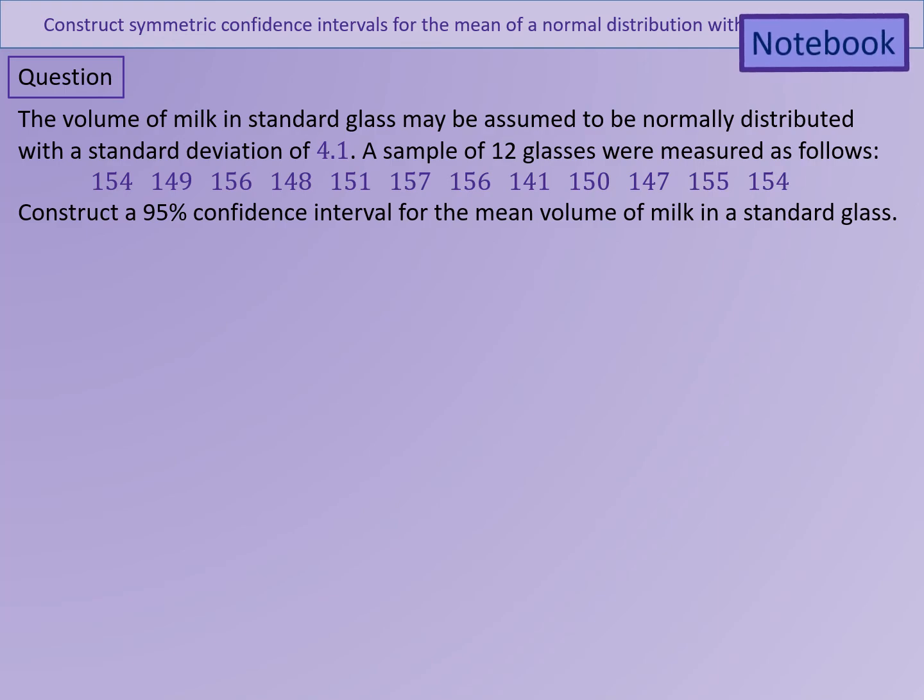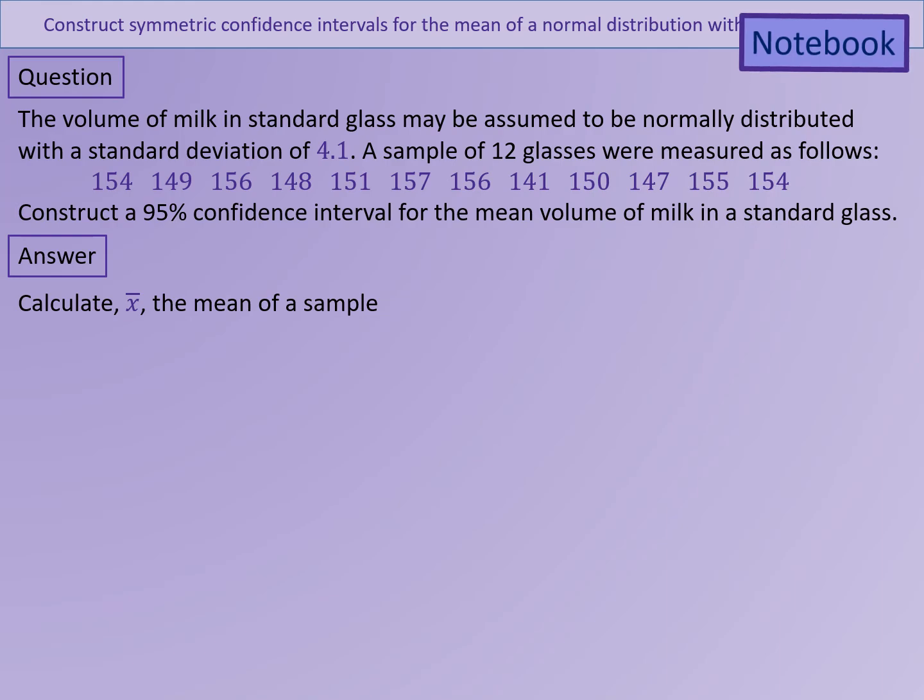We're now going to consider the volume of milk in a standard glass, which is assumed to be normally distributed with a standard deviation of 4.1. A sample of 12 glasses of milk were taken and measured, and the volume in each one was recorded. We're now going to construct a 95% confidence interval for the mean volume of milk in a standard glass.